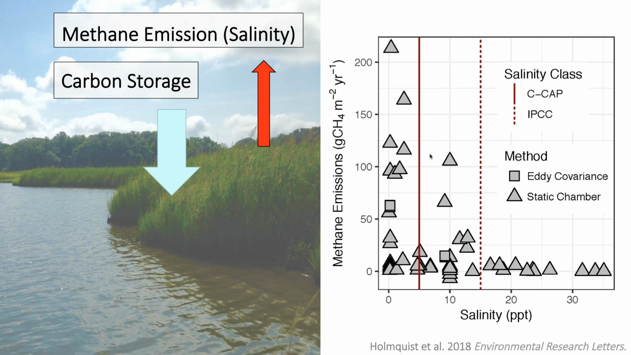Wetlands also can be the source of methane emissions. It's a much more powerful greenhouse gas than carbon dioxide. And those methane emissions are very dependent on salinity, with saltier wetlands emitting little or no methane and fresher wetlands emitting more methane.